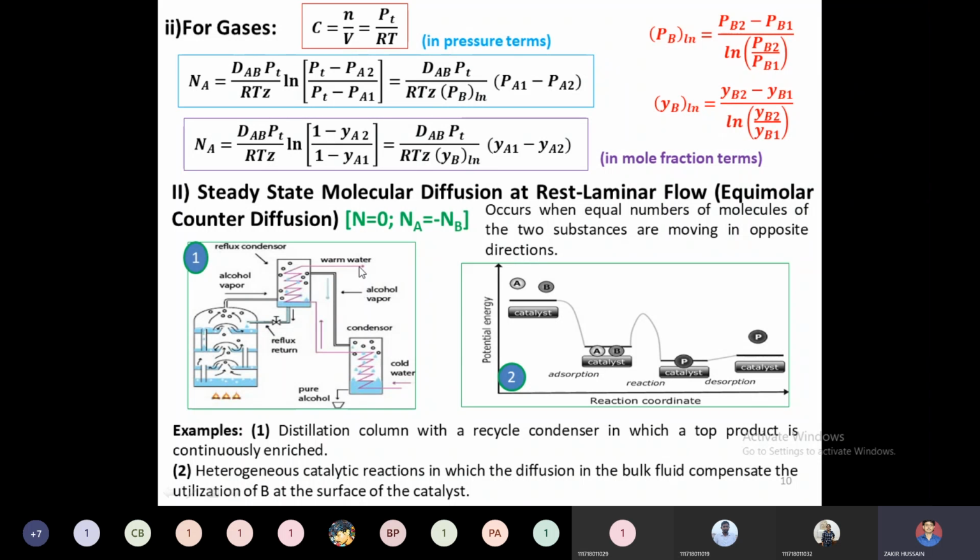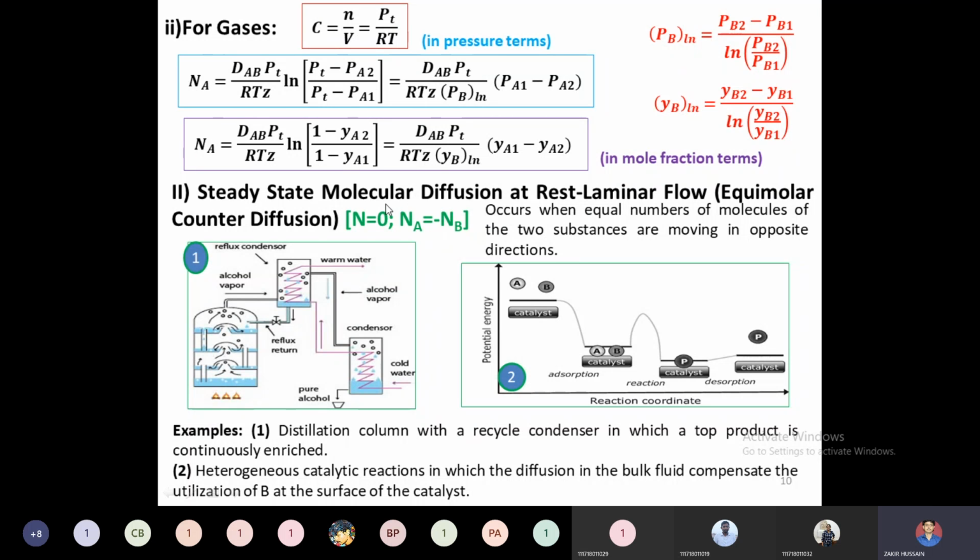The next one is the steady state molecular diffusion case at rest for equimolar counter diffusion. What is equimolar counter diffusion? Components A and B are there in some phase. A is competing to get transferred in that particular liquid, and at the same time B is also competing. A is competing with B, and B is competing with A. They will equally compete with each other in order to get diffused. So the fluxes are N_A is equal to minus N_B, because they are in opposite directions.